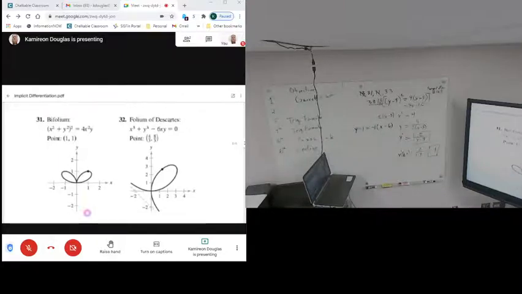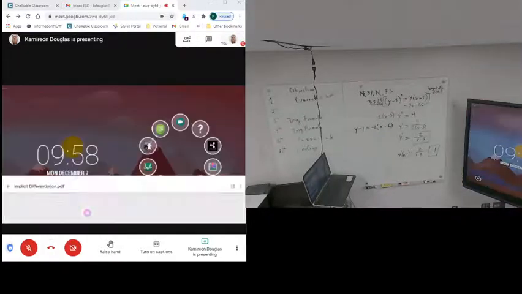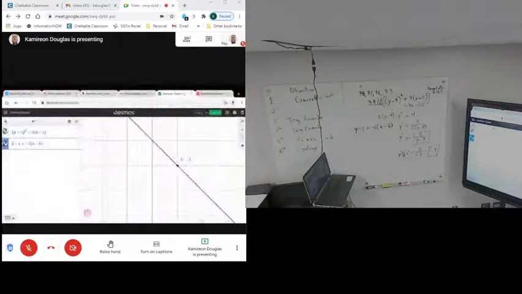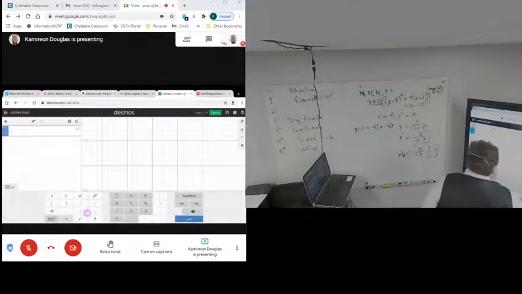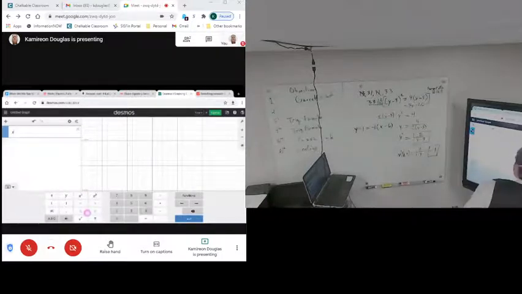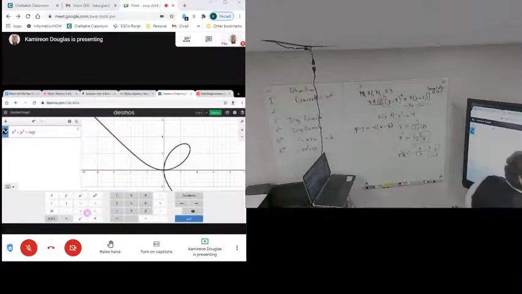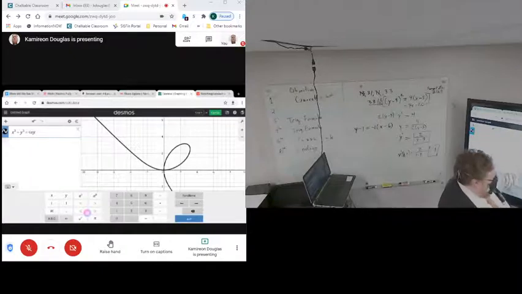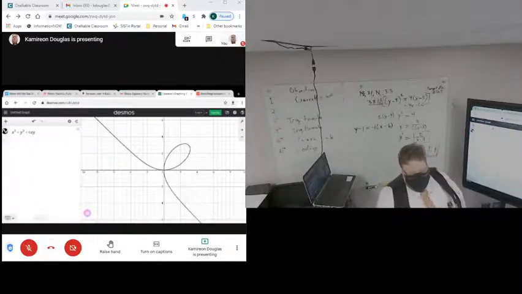x cubed plus y cubed minus 6xy. x cubed plus y cubed equals 6xy. It's so pretty. It's so pretty.